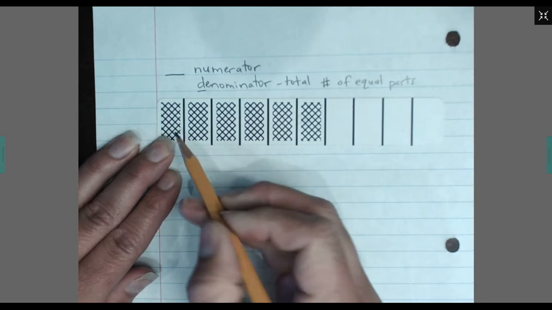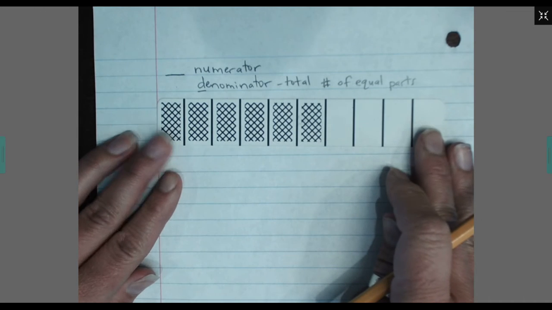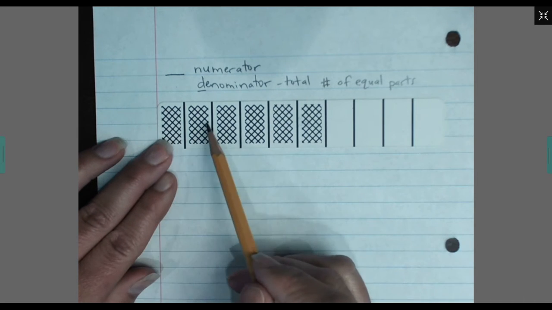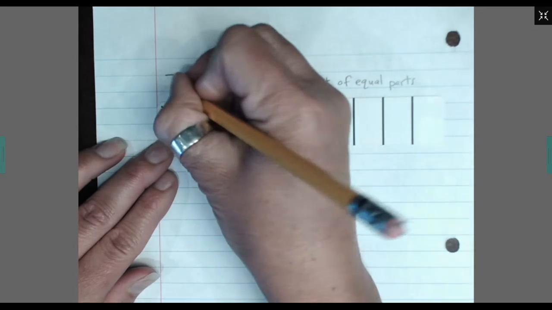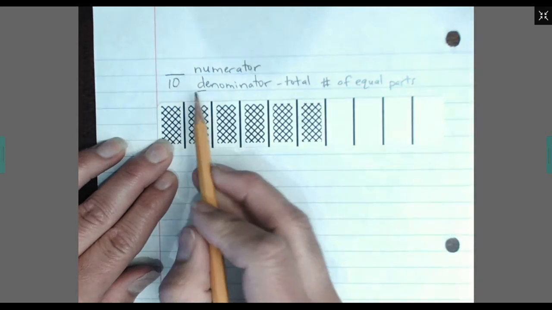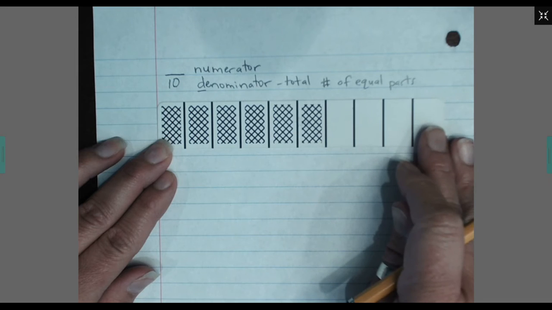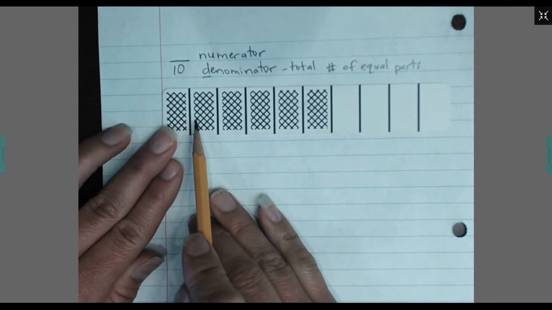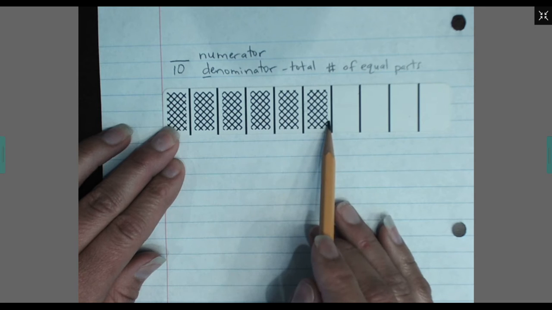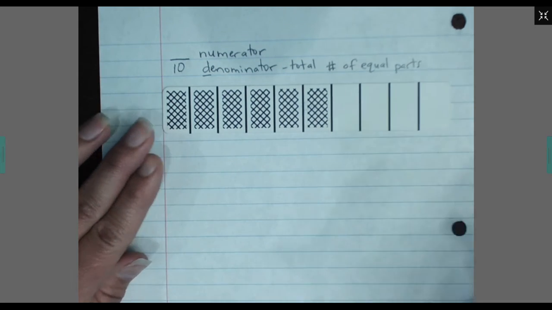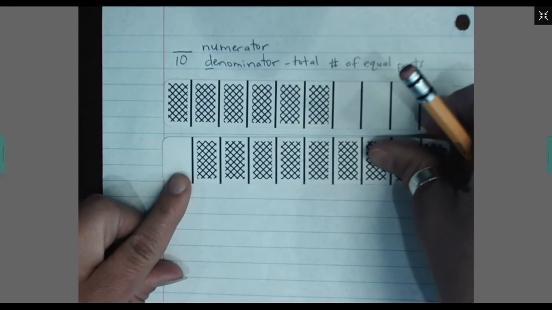Okay, my total number of equal parts for this whole is 1, 2, 3, 4, 5, 6, 7, 8, 9, 10. So this whole is split into 10 equal parts. Now this particular fraction has a few of them shaded in, and we'll fill out what the numerator is for each of our different wholes.